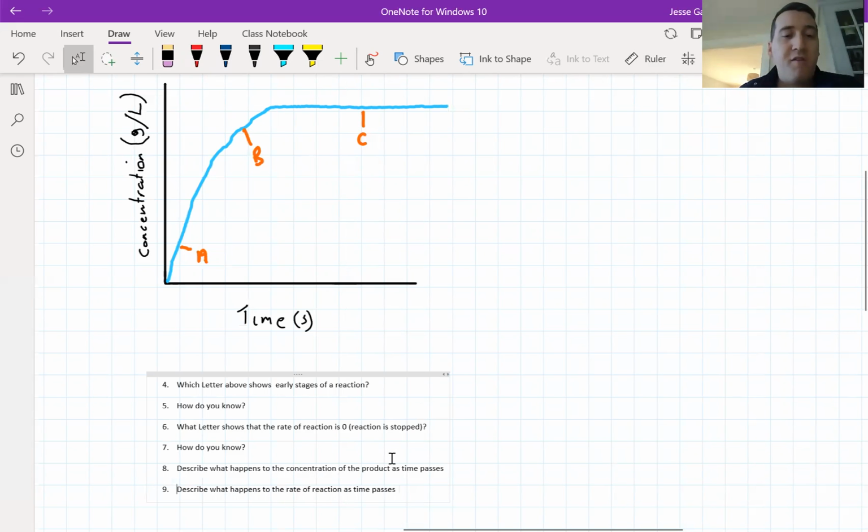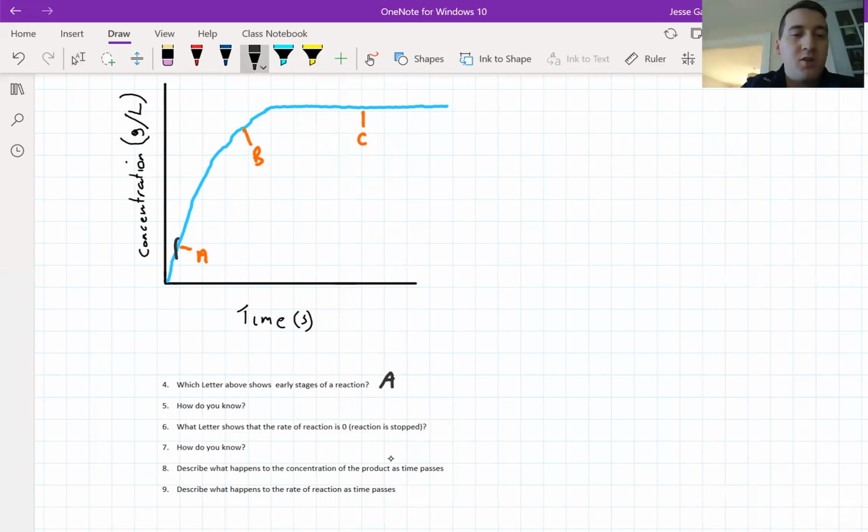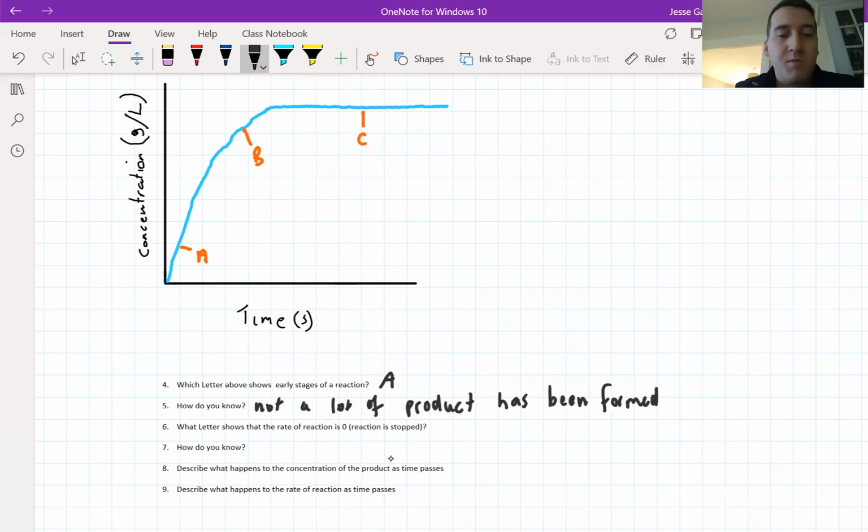Number 4. Which letter shows the early stages of a reaction? Hopefully you said A. A is the early stage. Down here, the reaction has just started. The products are just forming. So it's got to be A. How do you know? Not a lot of product has been formed. The reaction hasn't been going on too long because we haven't got much product yet.